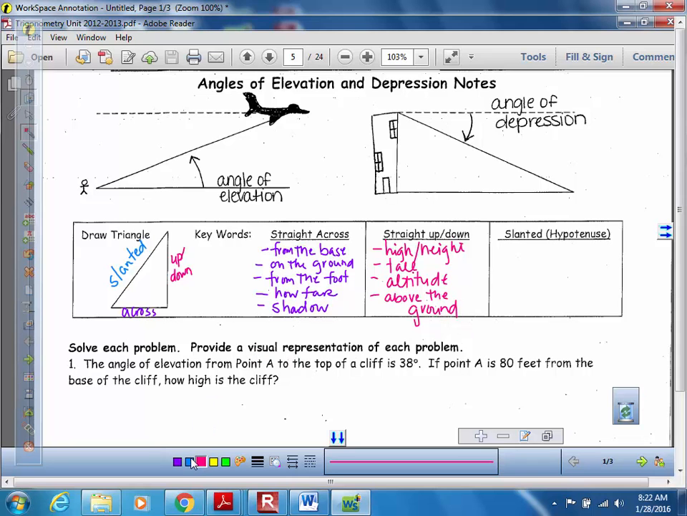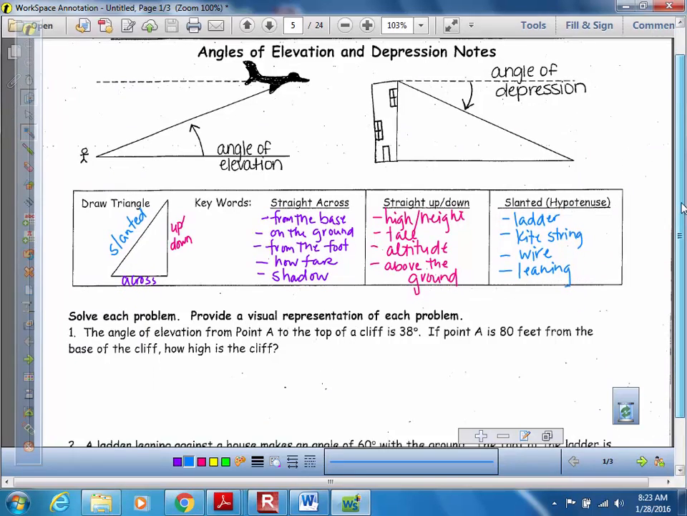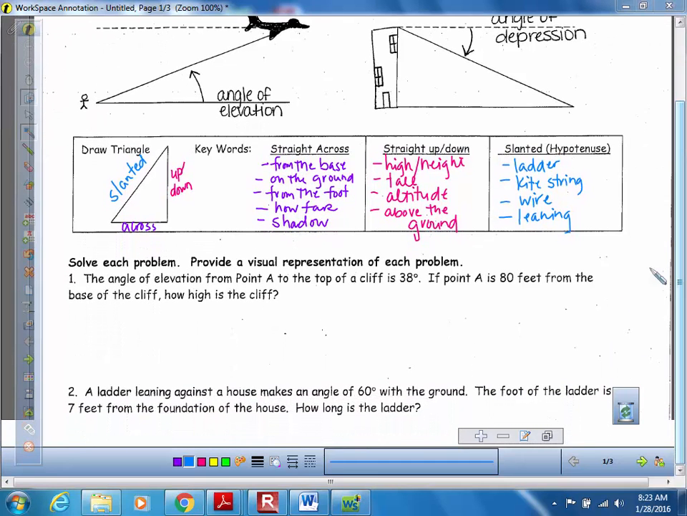And lastly, the slanted. What you're looking for here is if they're talking about a ladder, a kite string, a wire, or something leaning. So we're going to look for those words as we begin solving these. So let's look at number 1 here.